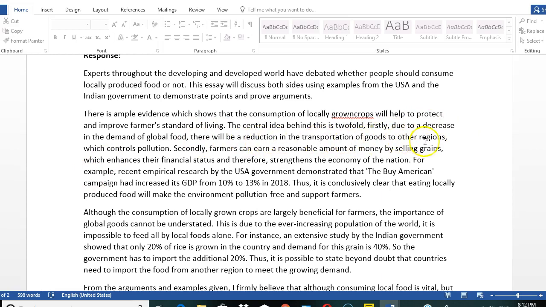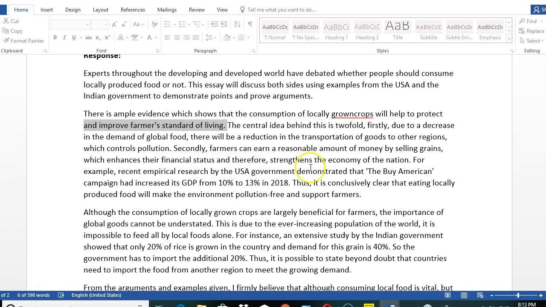But if you say that due to a decrease in the demand of global food, there will be a reduction in the transportation of goods to other regions, which controls pollution, how does this improve the farmer's standard of living? Pollution is a global thing which can hardly be directly connected to the concept of standard of living. So you might rethink your argument. I mean, this argument doesn't quite connect to what you said in your topic sentence here.